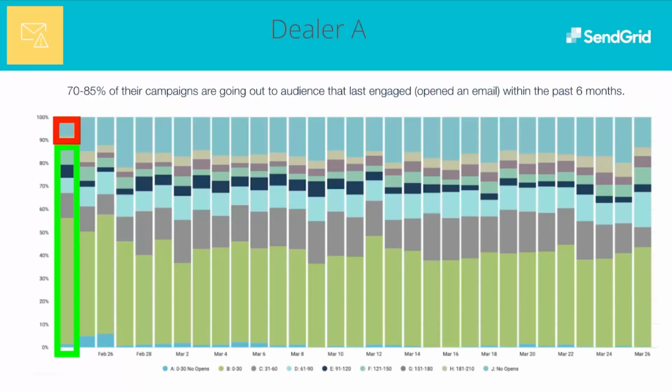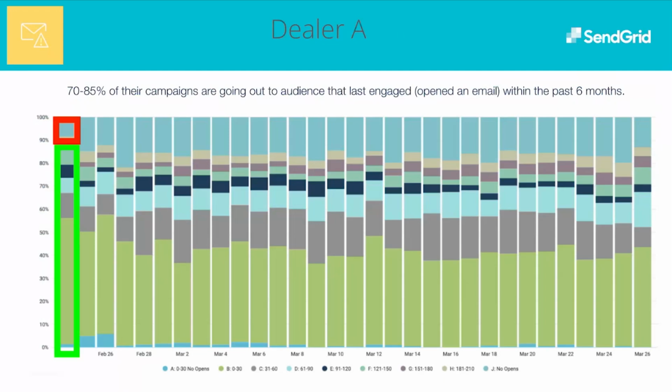So here's an example. This is an actual dealership. Again, we've hid the name, Dealer A. If we look at the number of emails going out on a daily basis, on average, 70 to 85% of their emails are going out to audience members that last opened an email within the past 6 months. And that's quite healthy. Really, we want to be shooting for 90% going out to an audience member that did open within the last 6 months, but 70 to 85 is still a pretty good number to shoot for.